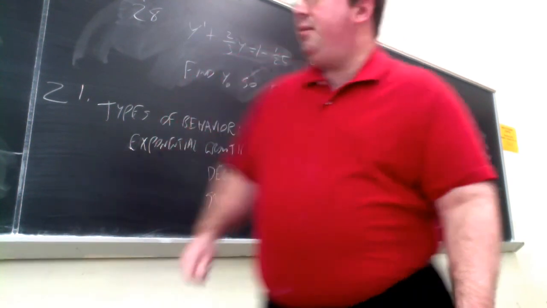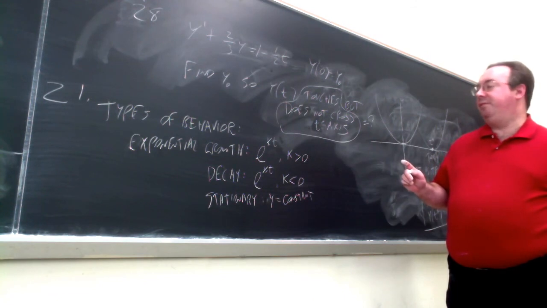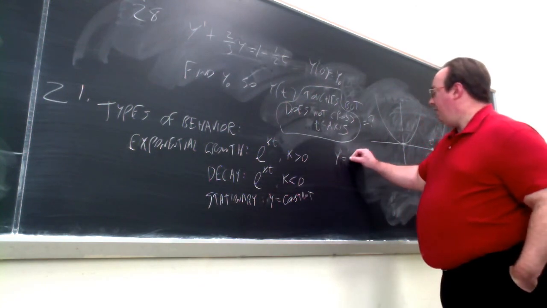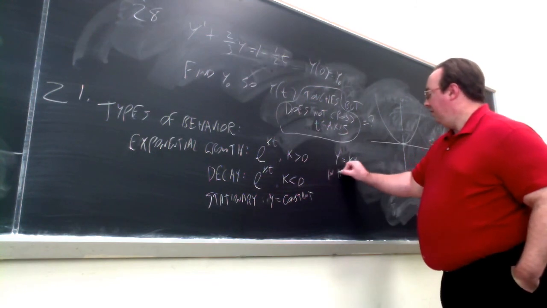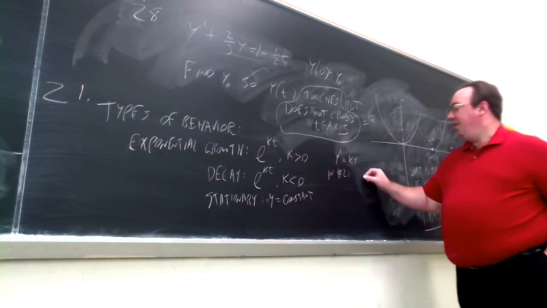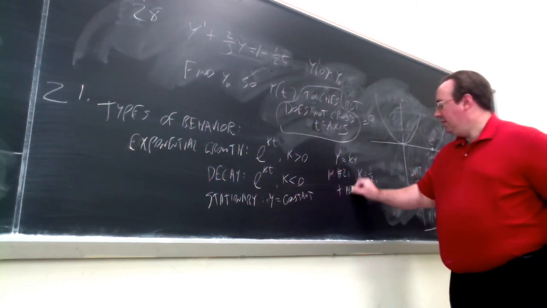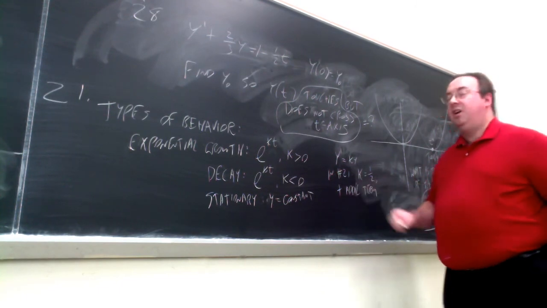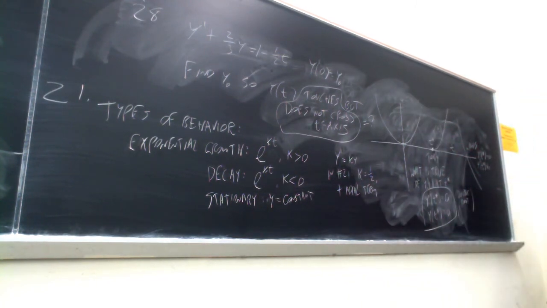Now, I should mention, I wrote earlier, y prime is equal to ky. In problem 21, you have k is equal to 1/2. But there is this additional term on the right side. So the solution that's written on the other side of the board, that is not your solution, but it is part of a solution.